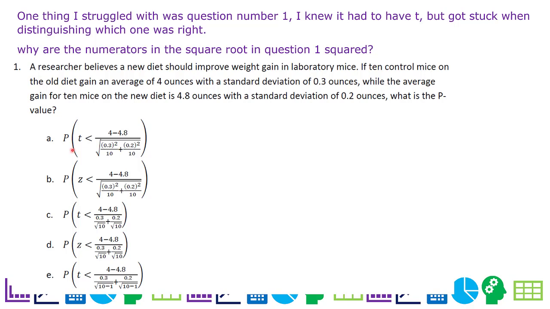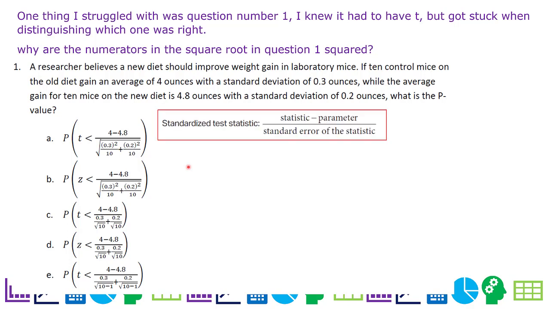Okay. So first of all, let's go ahead. You can see that we're requiring a standardized test statistic. So let's read the problem. A researcher believes a new diet should improve weight gain in laboratory mice. If 10 control mice of the old diet gain an average of 4 ounces with a standard deviation of 0.3 ounces, while the average gain for 10 mice on the new diet is 4.8 ounces with a standard deviation of 0.2 ounces, what is the p-value?